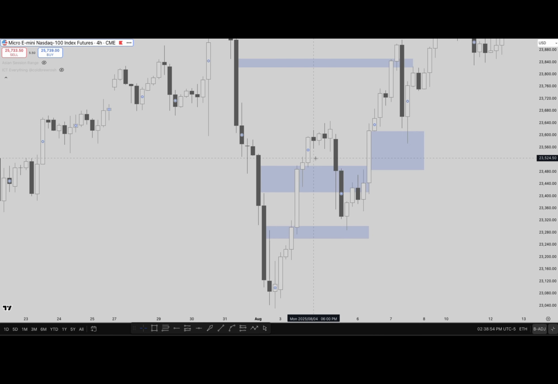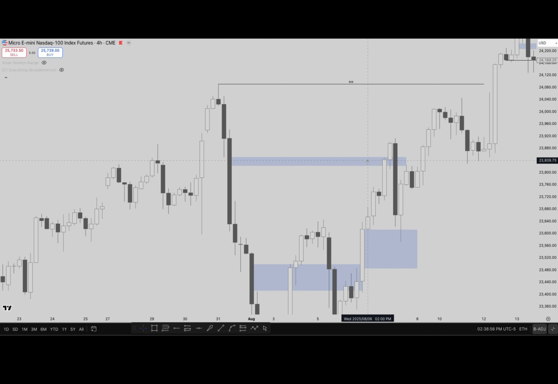And this is a bearish inverse fair value gap. And this is a bearish fair value gap, because we didn't come back to it. But I guess you could say it did get respected right here. But then we continue higher.